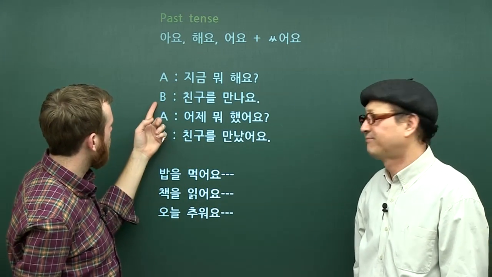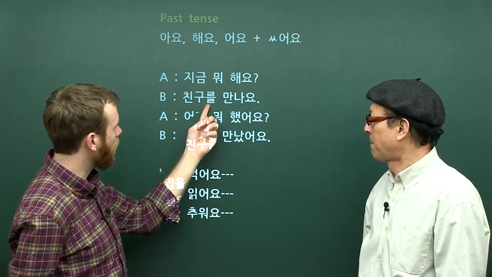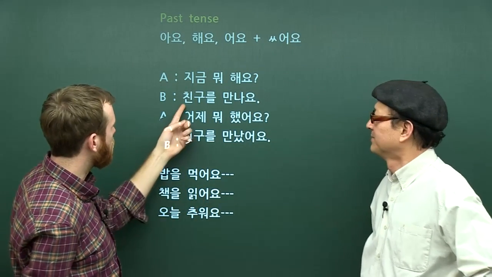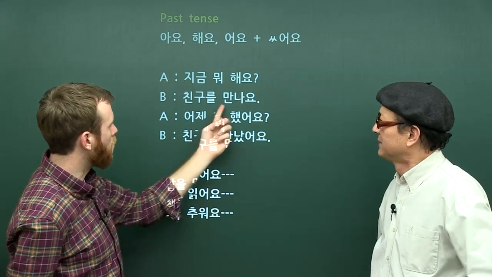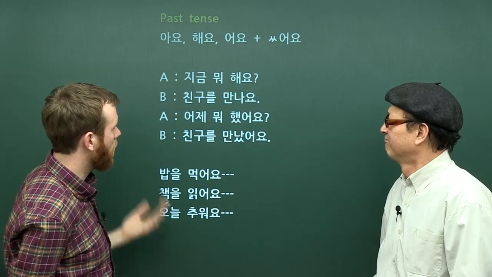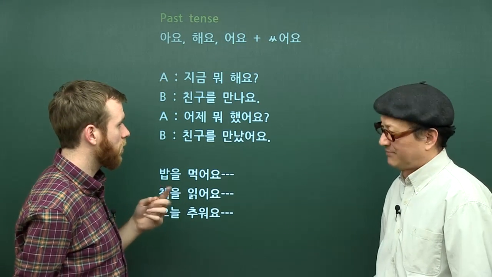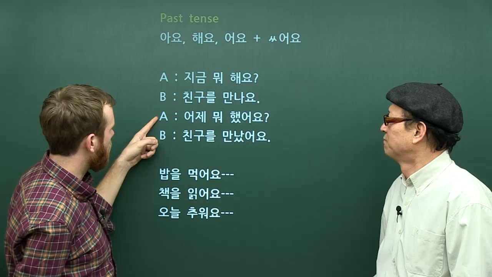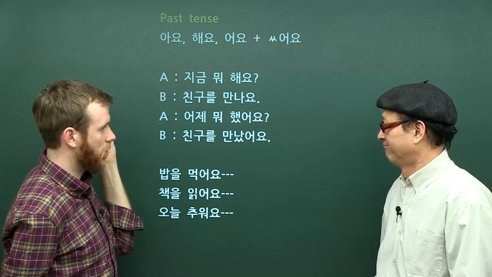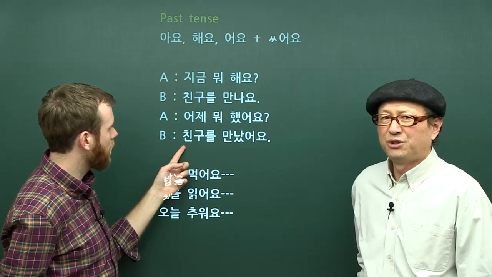Okay, the answer is, 친구를 만나요. Or 친구 만나요. We have our object marker here, the 를, but often that will be omitted. So 친구를 만나요, 친구 만나요. 만나요 means to meet. So 친구, friend, meet. So I'm meeting my friends, I meet my friend. Again, it could be plural, it could be singular. Okay, and in the past, instead of 지금, instead of now, we're talking about 어제, yesterday. So 어제 뭐 했어요? And the answer is, 친구를 만났어요.